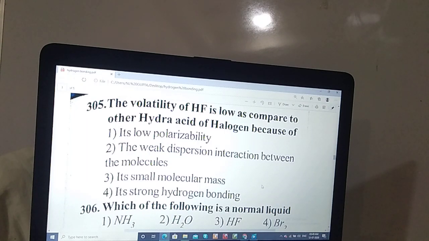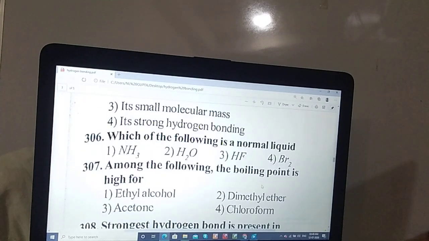Now let us move to question number 306. Which of the following is a normal liquid? NH3, H2O, HF, Br2. They are asking which is the normal liquid, students. A normal liquid is one without hydrogen bonding. NH3 has hydrogen bonding, H2O has hydrogen bonding, HF has hydrogen bonding, but Br2 is always found in the liquid state, and that is known as a normal liquid. There is no hydrogen bonding in Br2. So the normal liquid is Br2.